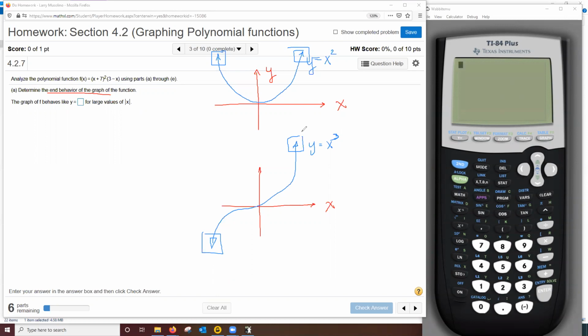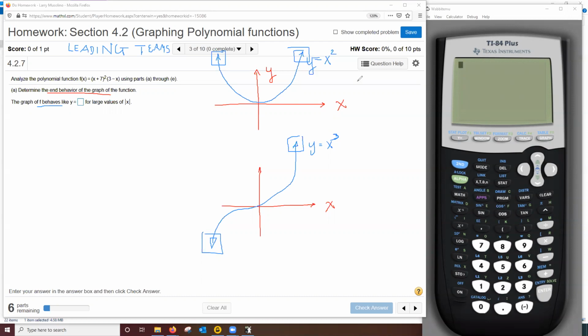All right, now notice they're asking us here, what does this graph behave like, y equals what, for large values of x? Really what that's asking you is, what is the leading term? Because when we want to study the graphical behavior, really the leading term dominates, and the leading term tells you how to visualize the shape of the graph.